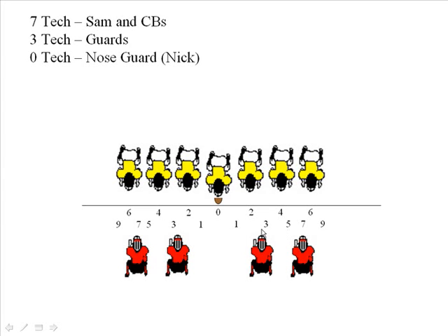The 3 technique is lining up in the B gap, but we really want to shade our inside ear to the outside ear. We're focusing on the outside shoulder of these guards. That's just a real simple overview there, and of course the nose guard is in a 0 technique.